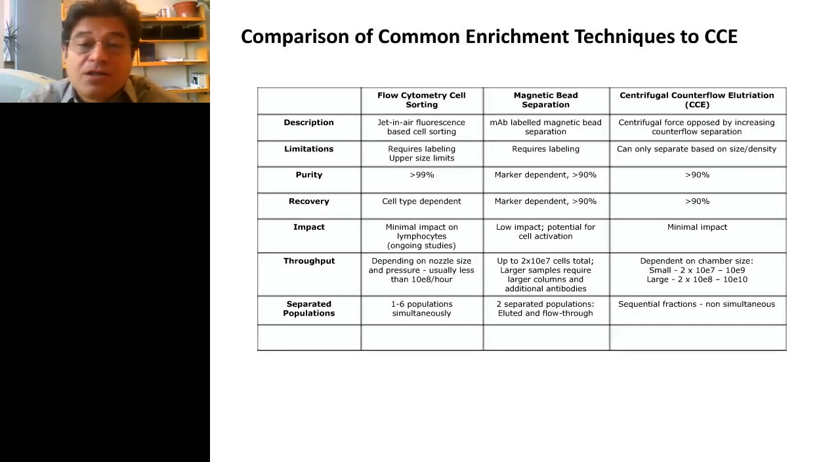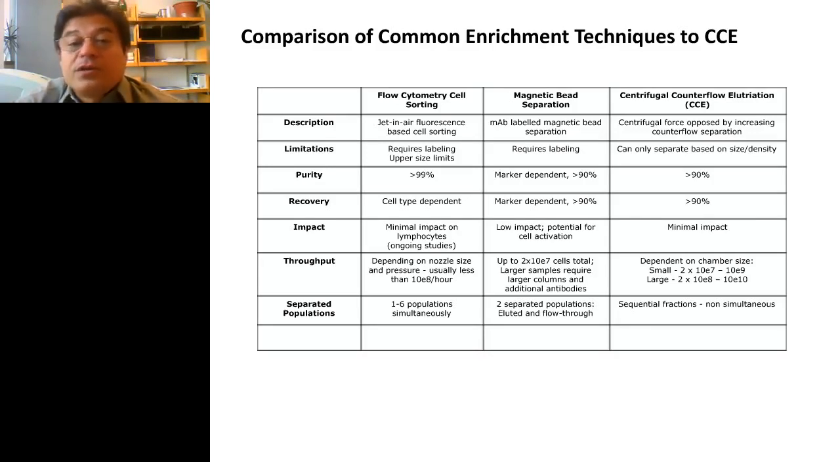So this is a comparison. There are many techniques that can be used for purification, and we have flow cytometry by cell sorting, which is the one that we like because we're a flow cytometry core. But there are other techniques, of course. There's MACS, magnetic bead separation, and the comparison here with CCE, centrifugal counterflow elutriation. Purity-wise, probably flow cytometry will always be the winner. In a flow cytometry cell sorting experiment, you should be able to obtain 99% purity. That's certainly obtainable. That's not always the case, but we should be able to obtain that.